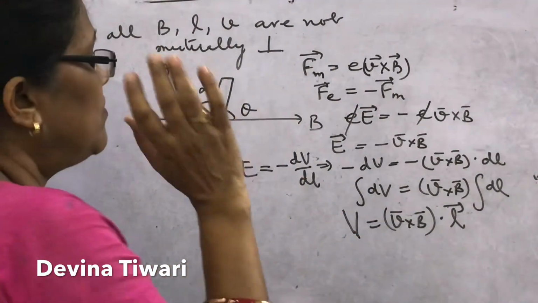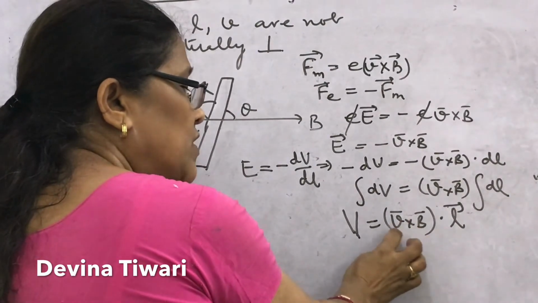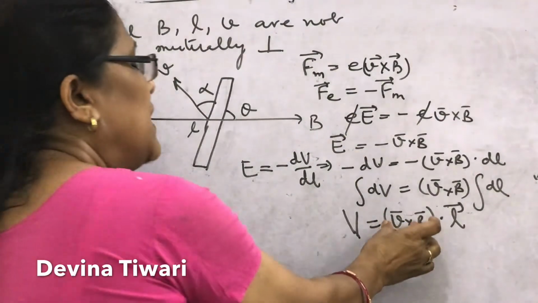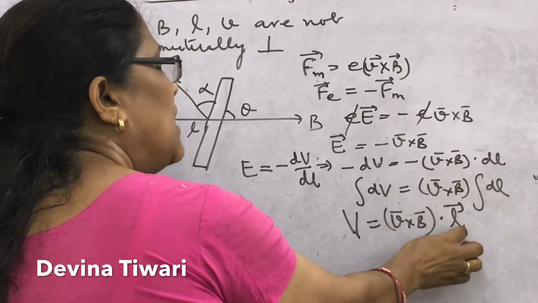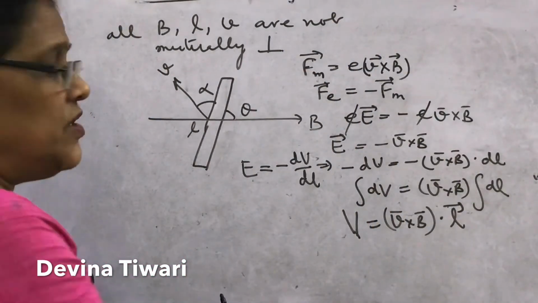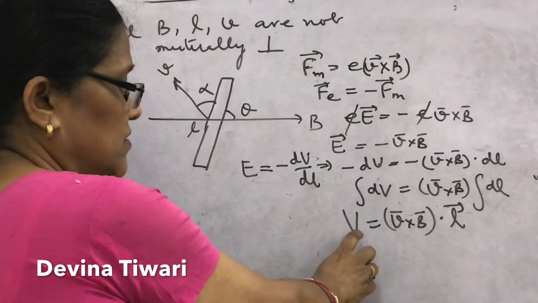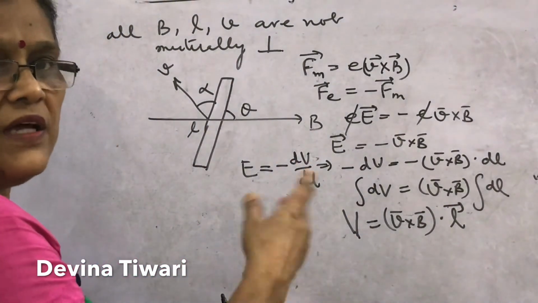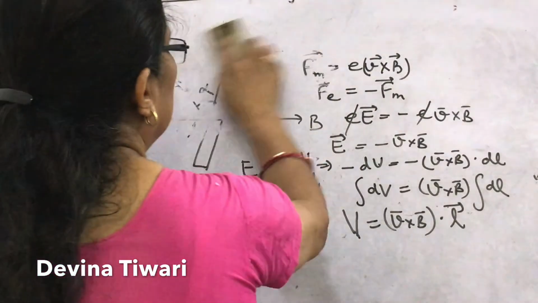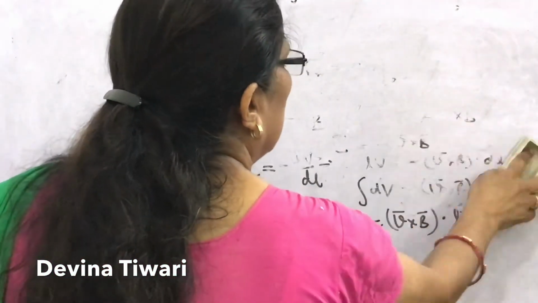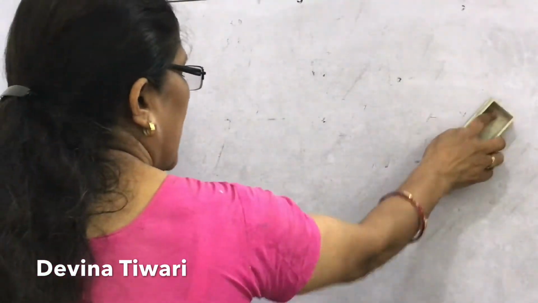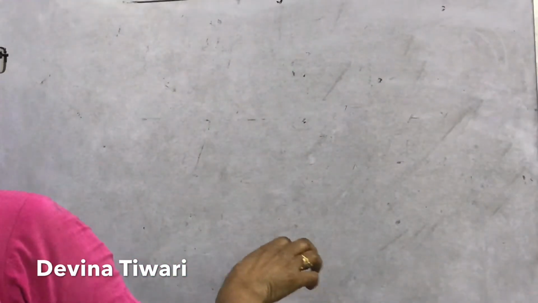What you have to do: first, find the V cross B vector using the right hand thumb rule. Then find that vector's direction and the angle between that vector and the length vector. Then you find the dot product of that, and finally you get the EMF across the ends. How will you use it? I am going to give such examples to show how motional EMF can be obtained in various cases.